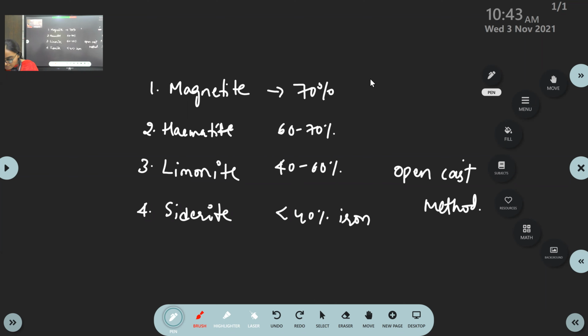Where did we stop? Bauxite. Next: Odisha, Karnataka, Madhya Pradesh, Maharashtra.